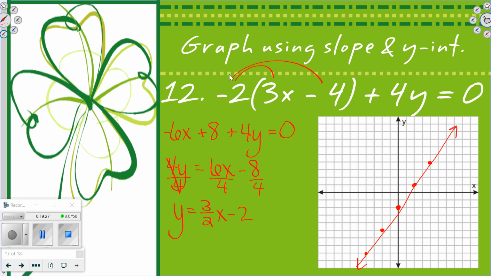All right, this is tomorrow's lesson. You will have homework tomorrow while I'm not here. Some things to practice that. Are we okay with graphing using slope-intercept form? Awesome.